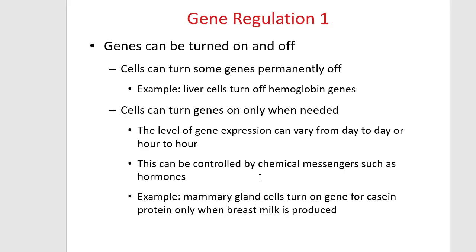Gene regulation. Genes can be turned on and off. We know that about cancer genes. We call them oncogenes, and how we can turn them on and off. Okay. Liver cells turn off hemoglobin genes, so some work with each other. And these are usually controlled by hormones. Example, mammary gland cells turn on a gene for casein protein only when breast milk is produced.